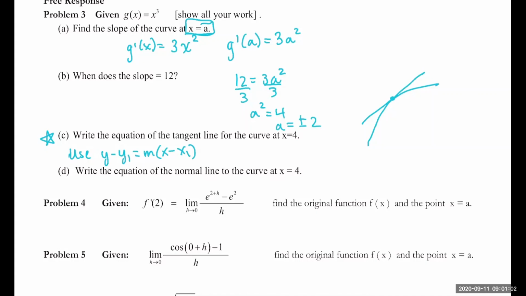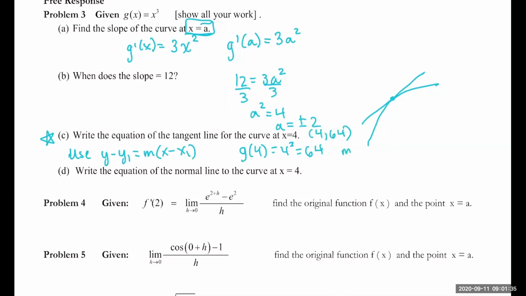So we got the x coordinate. We don't have the y coordinate. What do you guys plug back into? How do you guys get the y coordinate? Okay, good. Plug x back into the original equation, and we get g of 4 is equal to 4 cubed, which is 64. Okay, we always need the point, so we got (4, 64) as our coordinate point, and then we need the slope.